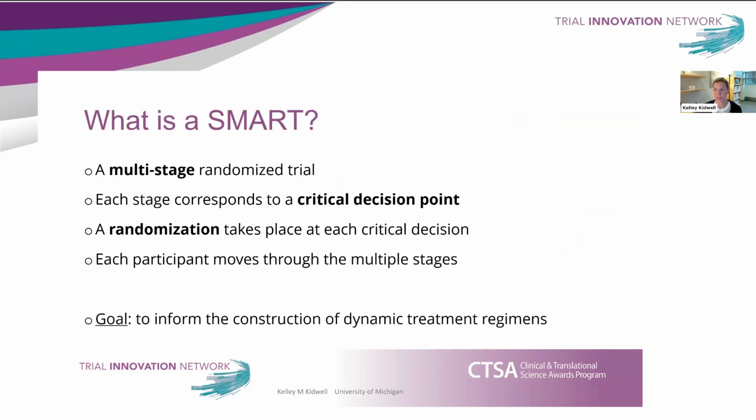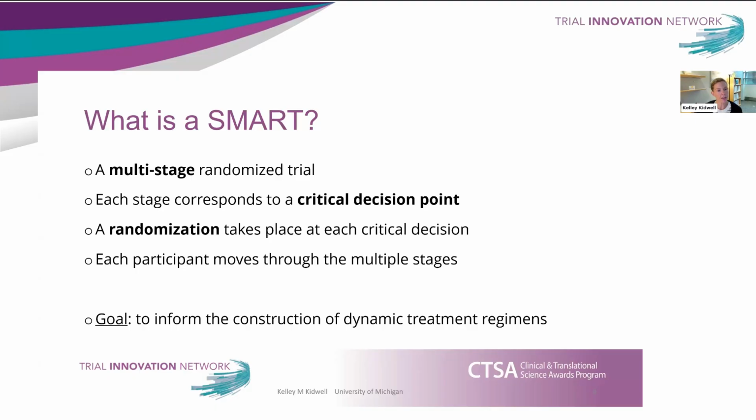A SMART is a multi-stage clinical trial. Each stage corresponds to a critical decision point. What do we do first? What do we do for those who don't respond? What do we do for those who respond? And at these critical decision points, randomization takes place such that we can provide that robust evidence for that treatment sequence. And one individual in this clinical trial will move through all of these stages, or all of these critical decision points, in the trial.